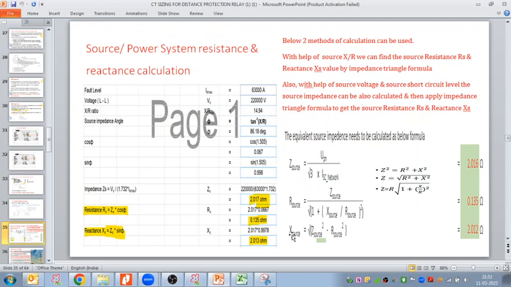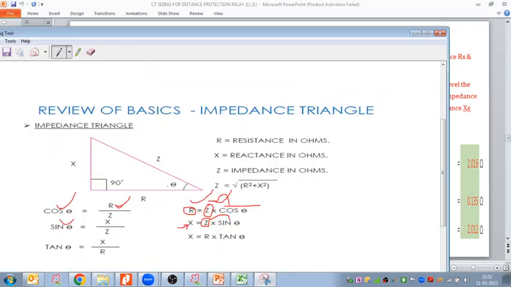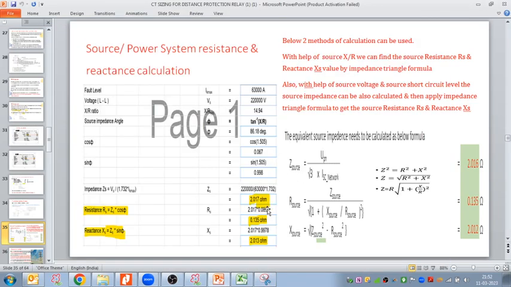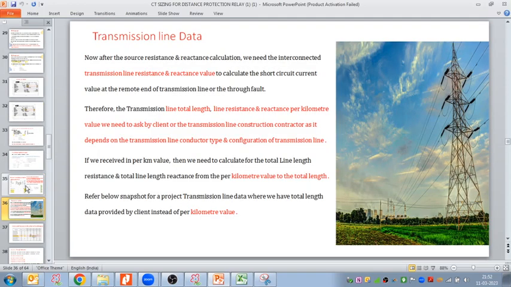Similarly, the X also we can calculate. Once we know the R, X would be the square root of Z square minus R square. So this value is the same as we have done. In this we are not converting anything into cos theta and sin theta. Without conversion into cos theta and sin theta, we can directly calculate with the help of the impedance triangle formula.